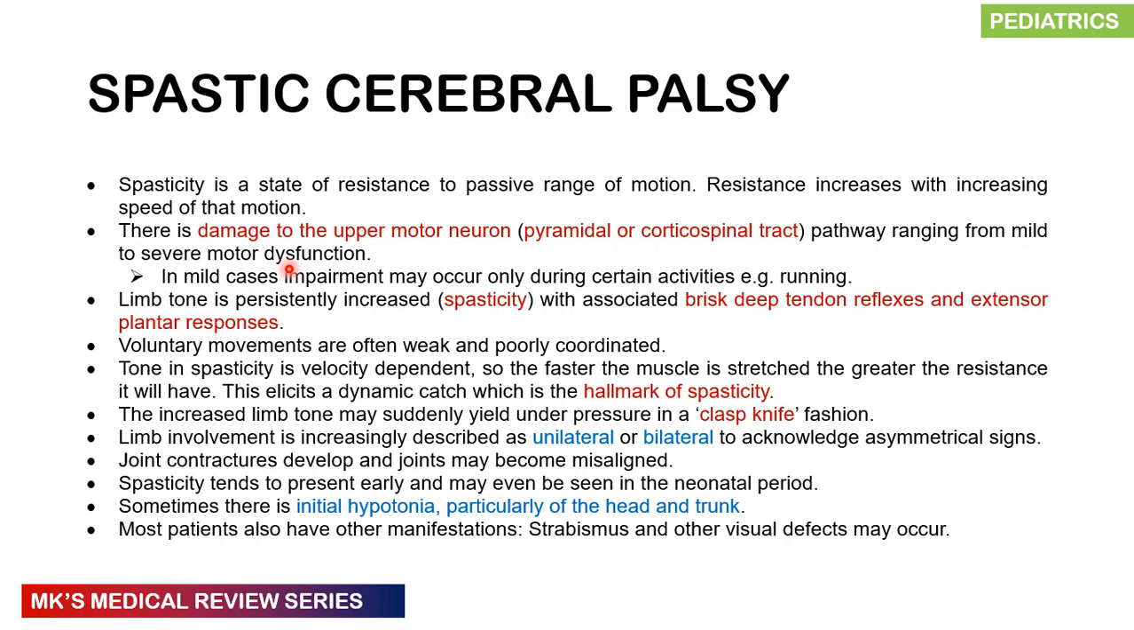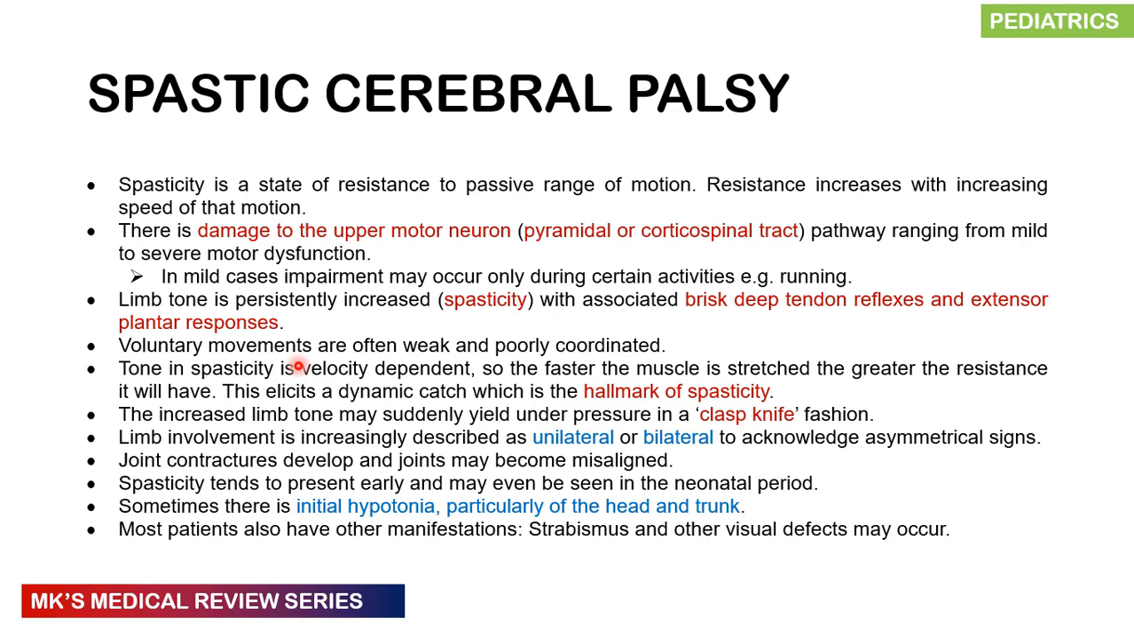Then of course you have this limb tone which is persistently increased, so you have this consistent spasticity. Additionally, you may have brisk deep tendon reflexes and extensor plantar reflexes. And remember that muscles are very important for movement. So whenever you have this continuous contraction of certain muscles of the body, even movements that are supposed to be made voluntarily become weak and poorly coordinated. And like I already told you, the spasticity is velocity dependent. So if you stretch the muscle faster, there will be a greater resistance. This is actually the hallmark of spasticity.